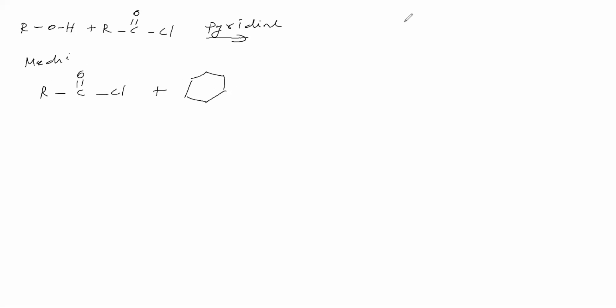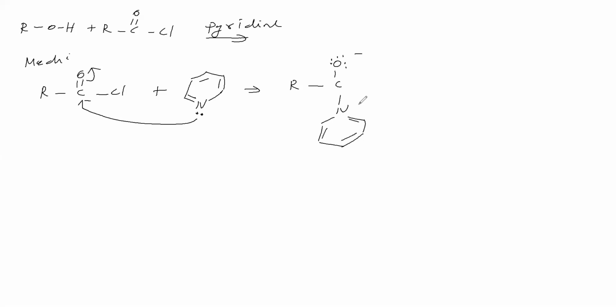So the pyridine formula is C5H5N. It is pyridine. Here pi bonds will give. Okay, we have given pyridine. So the attack will be like this, and we will get RCO minus. This O minus will have 3 lone pairs. Here pyridine comes, and nitrogen gets a positive charge. Then Cl will be there.